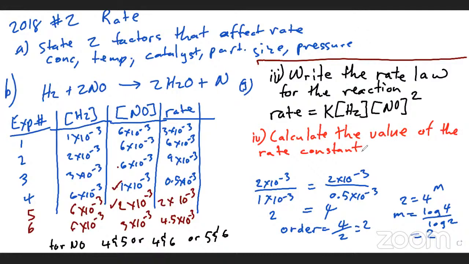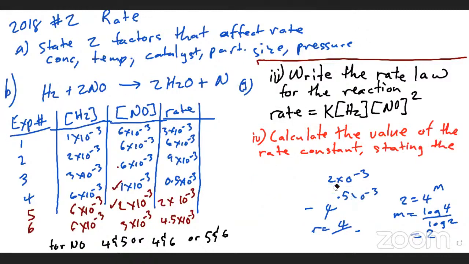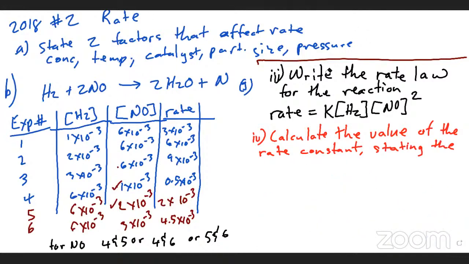So for this, I just use one of the experiments, right? That is correct. So you use any experiment and your answer should be the same. If you want to know if it is correct, you can do two experiments. If you don't get the same answer for K, you did something wrong. All right, so you're using experiment 1.